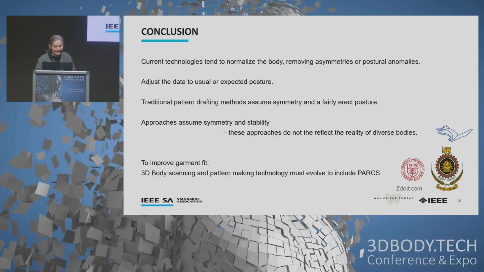To improve it, both 3D body scanning and pattern making technology must evolve to include PARCS. PARCS is our descriptors, so that we have a way to describe what we're seeing, so that the stuff that's intuitive to pattern makers can be explained to the rest of the world.